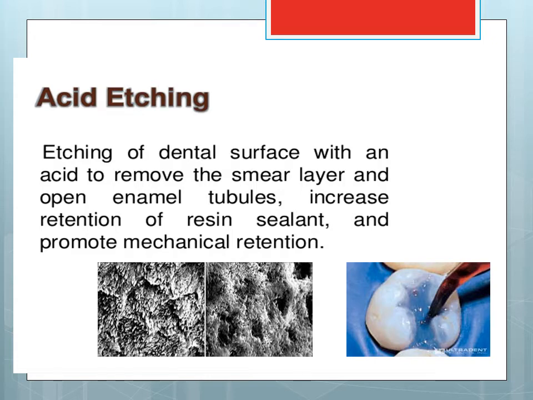And opening the enamel tubules, what happens when we open up the enamel tubule? There is increased surface area and increased retention of the resin sealant, and it promotes mechanical retention. So the main purpose of acid etching is to remove the smear layer, increase the surface area, and open up the enamel tubules to allow better wetting, better flow and better bonding of the composite filling.